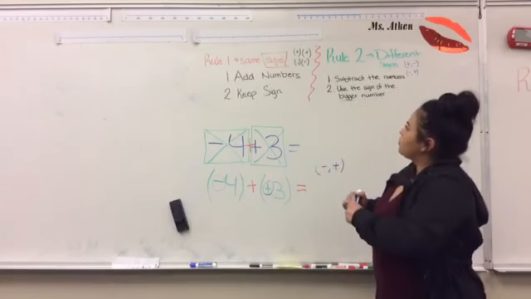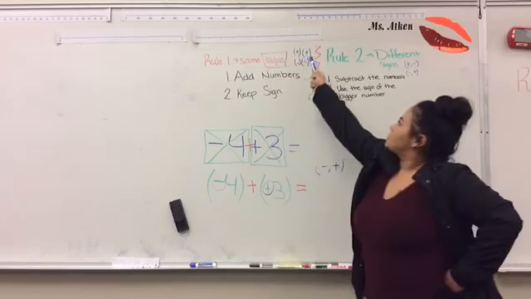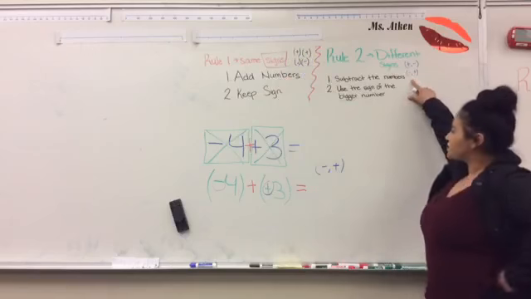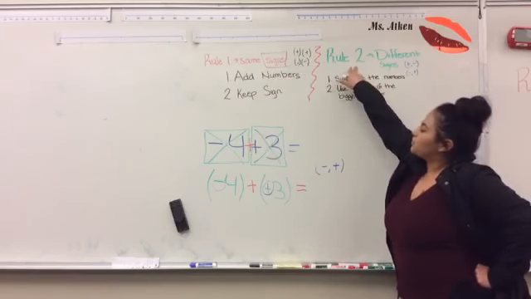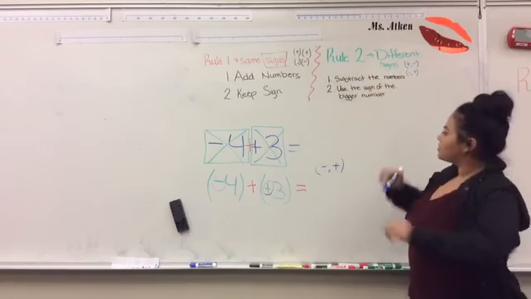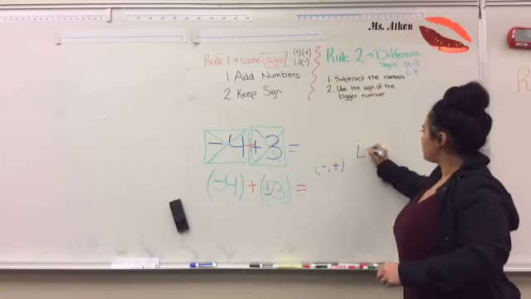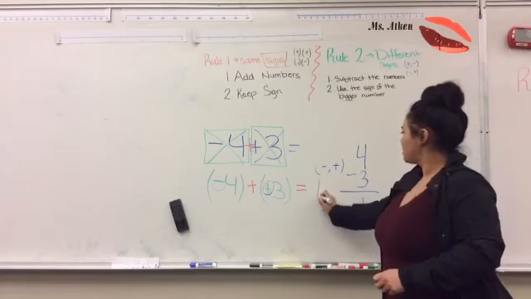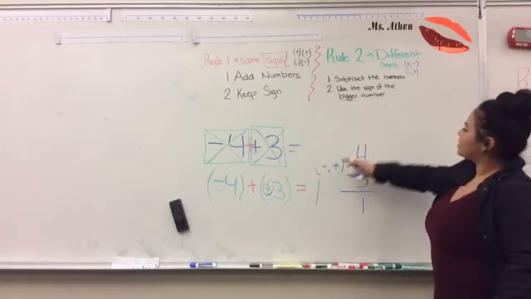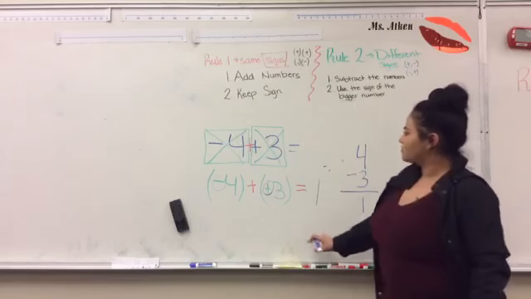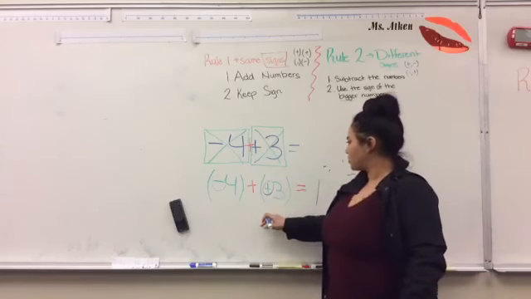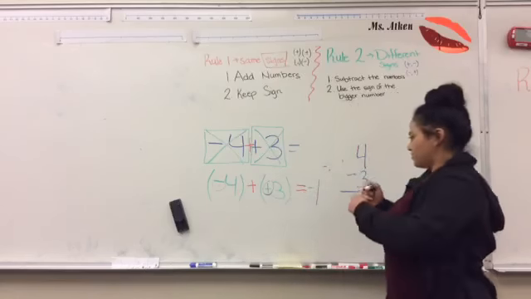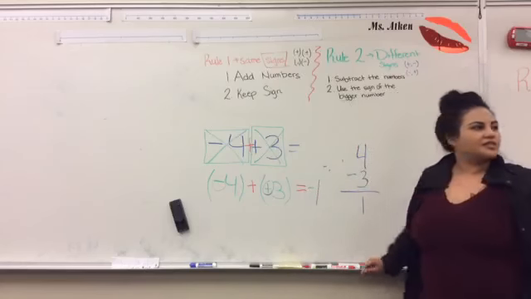Rule number 1 is if the signs are the same. Positive and positive or negative and negative. I don't have that. I have a negative and a positive. They're different signs, so I'm using rule number 2. Rule number 2 says to subtract the numbers. So I'm going to put my bigger number on top and my smaller number on bottom. 4 minus 3 is 1. And then step 2 says use the sign of the bigger number. It's a 4 and a 3. 4 is bigger, so it's going to be a negative sign. Negative 1.